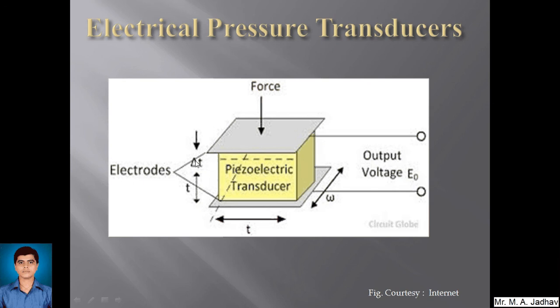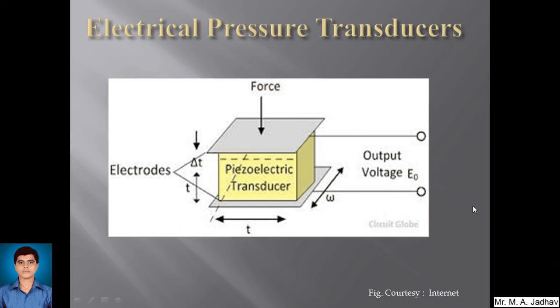So here see the construction. The electrodes are at the two ends of the piezoelectric material, and those are connected through these wires to the circuit, and we get the output voltage here at this point E0. The dimensions of these electrode plates are given, and the thickness of this material is given, and after applying the force the change in thickness is also available to us. So T and delta T are these dimensions.